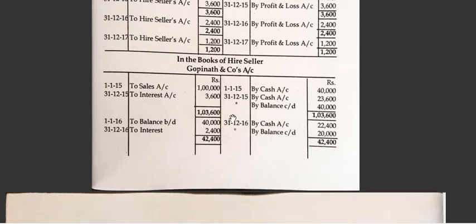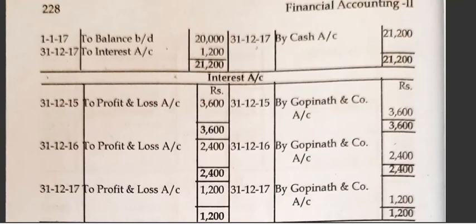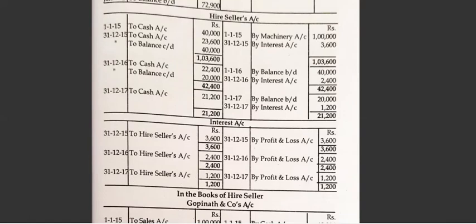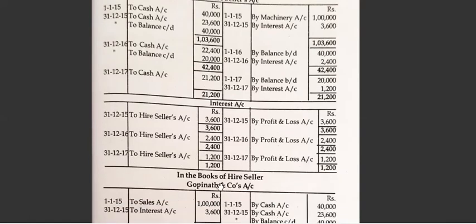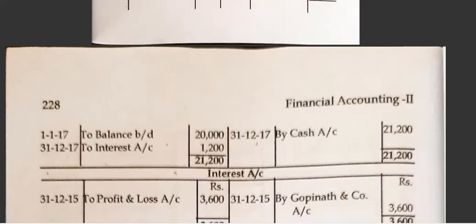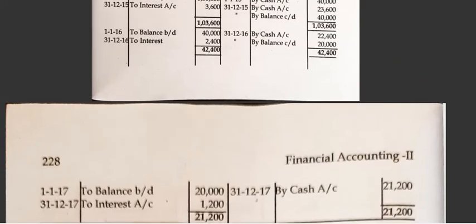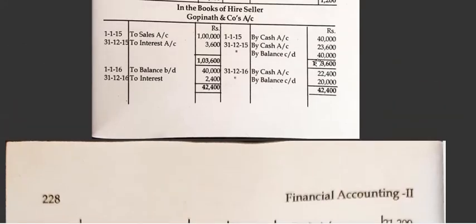hire seller, that is Gopinath and Company Limited, the hire seller, you have to open Gopinath's account, the purchaser account, and one more account, the interest account. So in the Gopinath account, what is the entry? First entry is the sale entry. The entry will be Gopinath and Company account to sales account, that is cash price, 1/1/2015, it is 1 lakh rupees. Next, down payment received, by cash. So in the first year you will have by cash for the down payment received, 40,000 rupees.